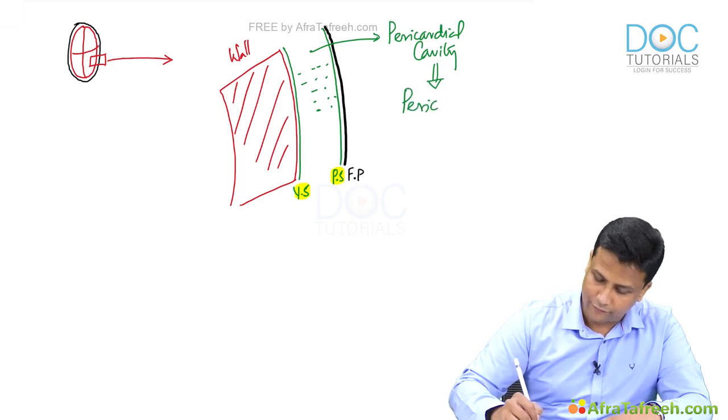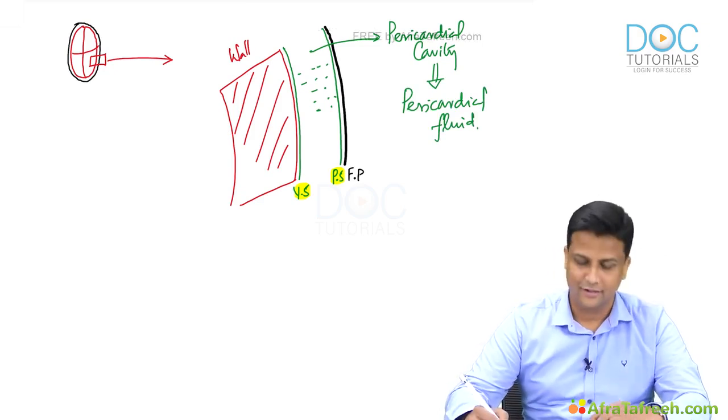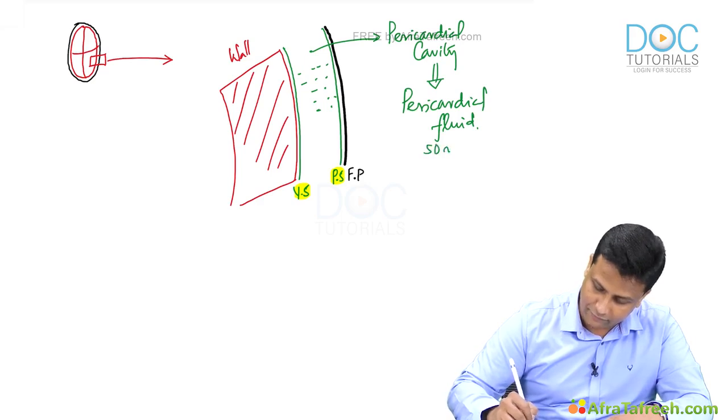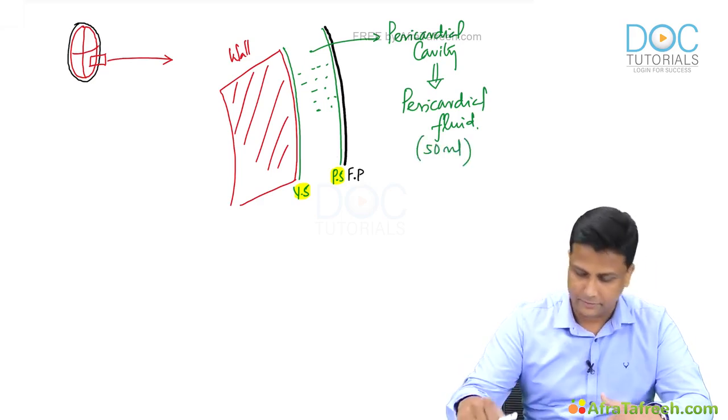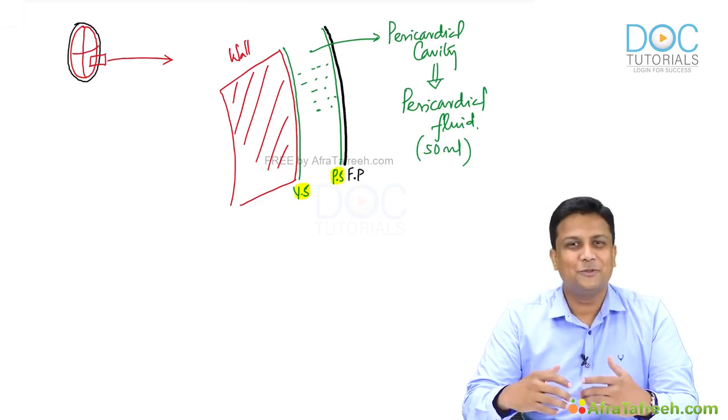And I want all of you to please remember the normal amount of the pericardial fluid, guys. It has been asked in the exams. So the normal amount of pericardial fluid is somewhere around 50 ml, guys. The maximum amount of the pericardial fluid will be 50 ml. That's a simple thing just to get started with.